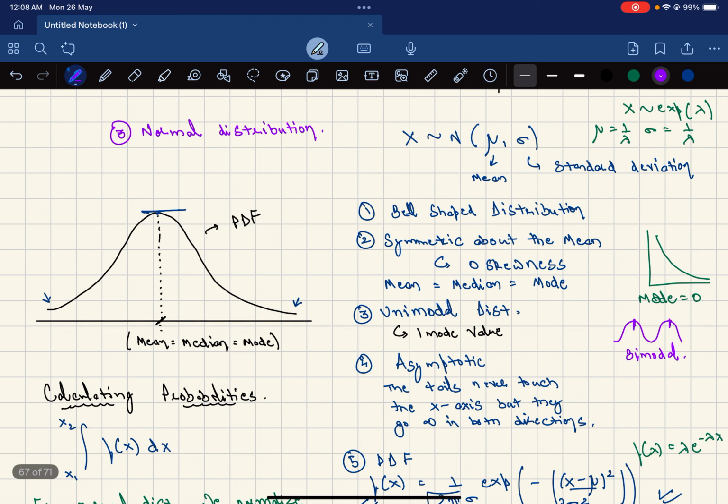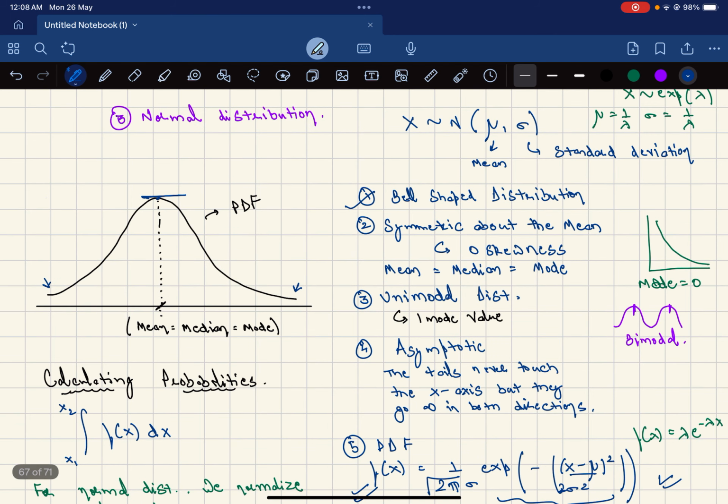So in our previous session, we had studied some properties of a normal distribution. We looked at how the shape of the distribution is bell-shaped, as can be seen from the given PDF here. Then we saw that one of the major properties of a normal distribution is that it is symmetric about its center point, that is this particular point, and this is also the mean of the distribution as well as equal to the median and mode of the distribution.